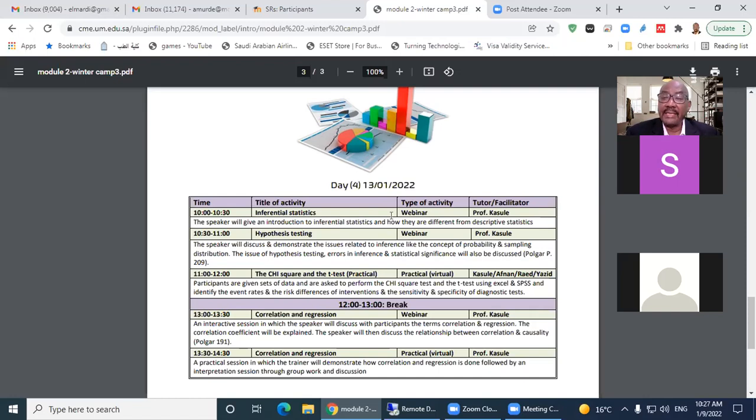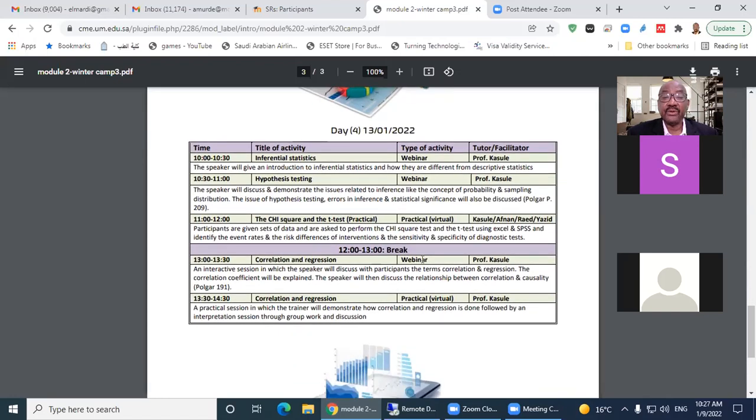So, there is a webinar in the morning by Professor Kasuli about inferential statistics. Then we will have another webinar about hypothesis testing, and then we will try this hypothesis testing using the chi-square and the student's t-test, a virtual practical session. Then you will have another webinar about correlation and regression for those who are interested in doing more sophisticated analysis. And then we will have a virtual practical session on correlation and regression. So this will be the last day of the module.